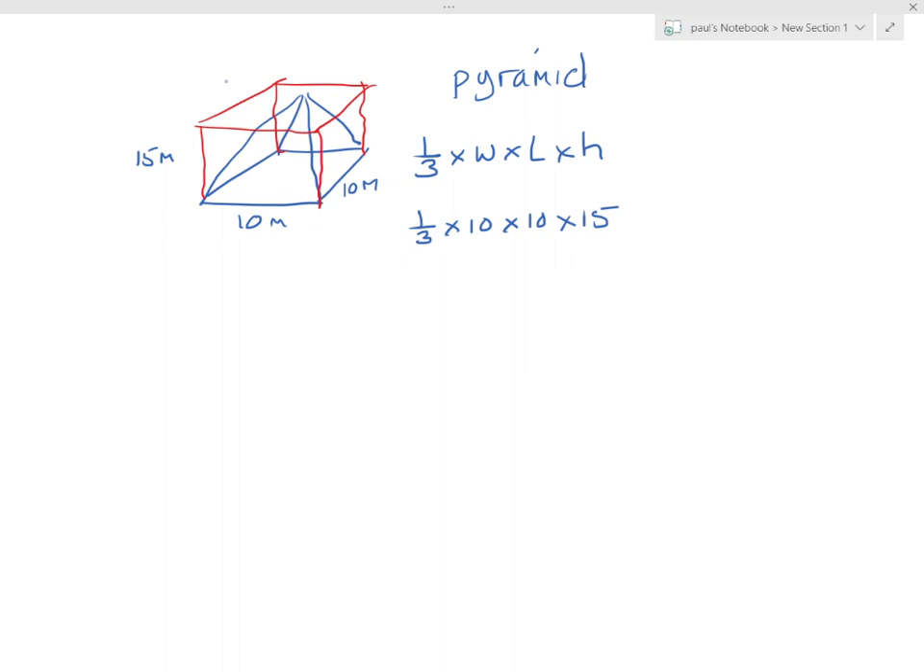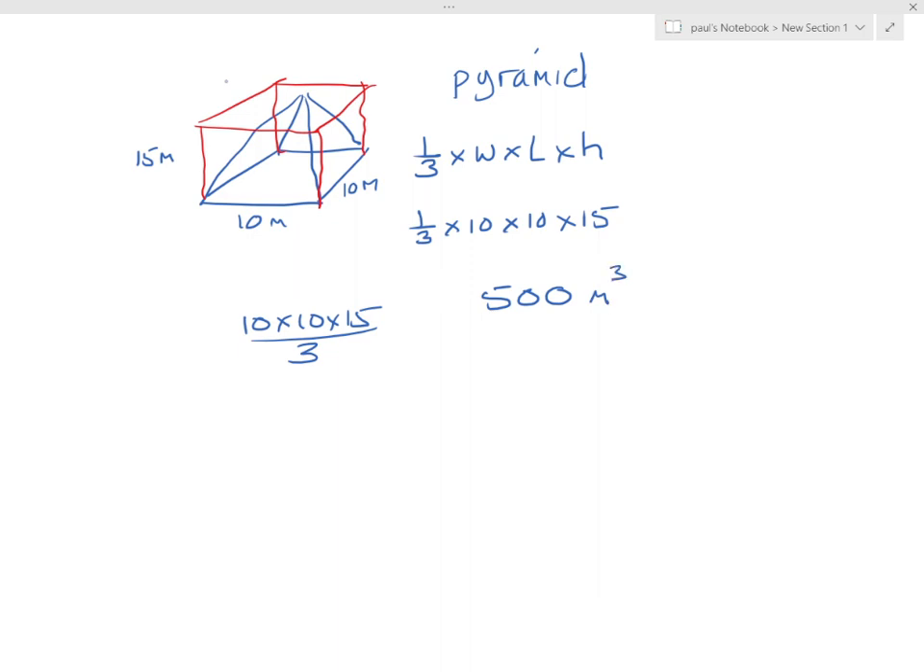Or you could do it this way, 10 times 10 times 15 and divide it by 3. Multiplying by 1/3 and dividing by 3 is exactly the same thing. So 10 times 10 times 15 divided by 3, which is 5, so 10 times 10 is 100, times 5 is 500 meters cubed.